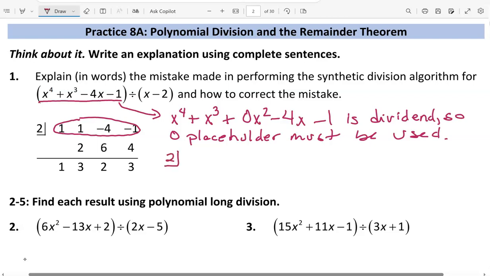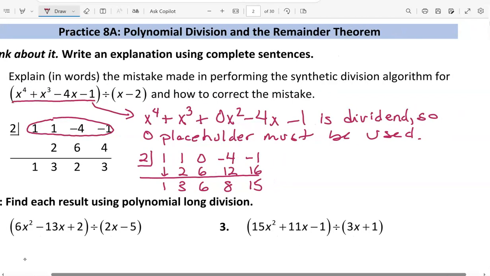The 0 of the divisor, x minus 2, goes in the box, and our coefficients are 1 for the x to the fourth term, 1 for the x to the third term, 0 for the x squared term, negative 4 for the x term, and negative 1 for the constant. We're going to bring down the 1, times 2 is 2, add that column, times 2 is 6, add that column, times 2 is 12, add that column, times 2 is 16, add that column.